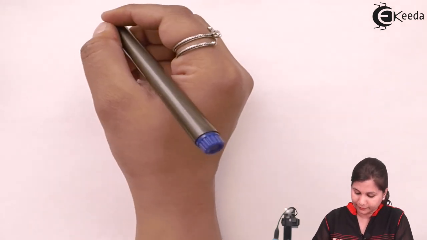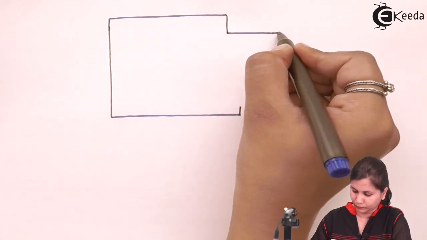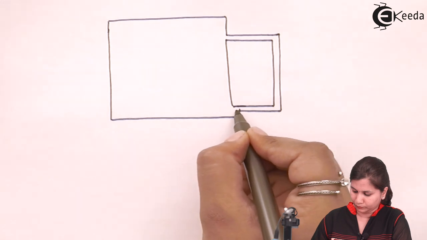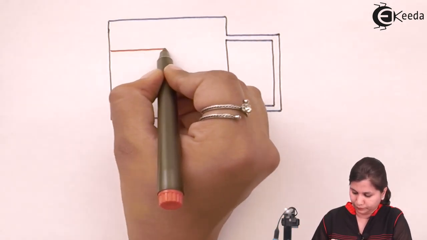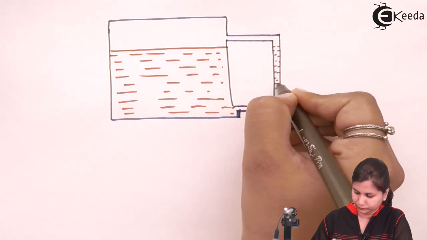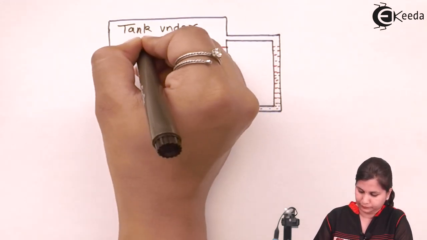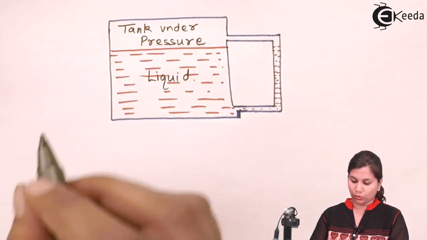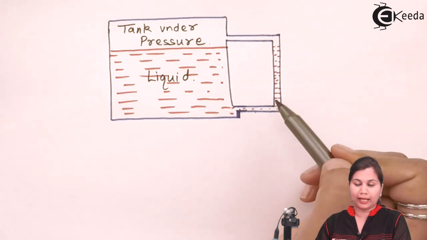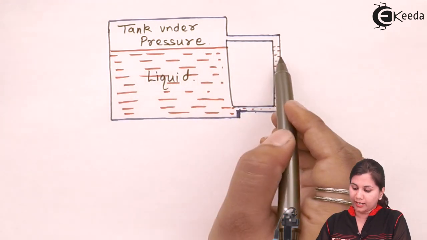Let's see the arrangement for this. So when the tank is a closed tank and it is under some pressure or vacuum, then this sight glass tube is connected at the bottom as well as at the top of the tank. So you can see that the level of the liquid in the tank and in the sight glass tube are the same.